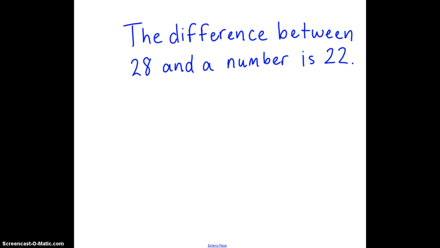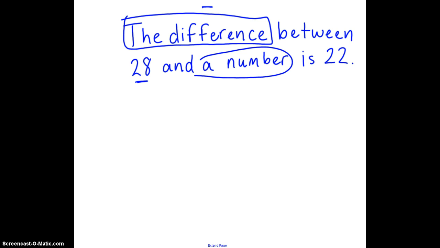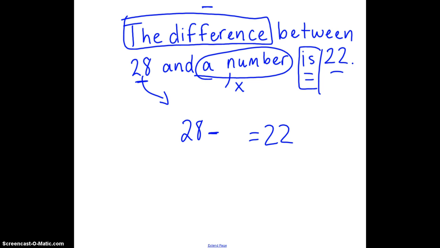Here's another sentence. It says the difference, which we're going to represent using subtraction, between 28 and a number, which is going to become our variable. In this case, I'll use x, is, that's equals, 22. So I know I'm going to have the difference, which is going to be a subtraction problem, between 28 and a number. Because 28 comes first in this case, I'm going to put it first. And x is going to go here. This is the difference between 28 and a number, and I end up with 22. So we can tell the answer to this is going to be 6 because 28 minus 6 is 22.